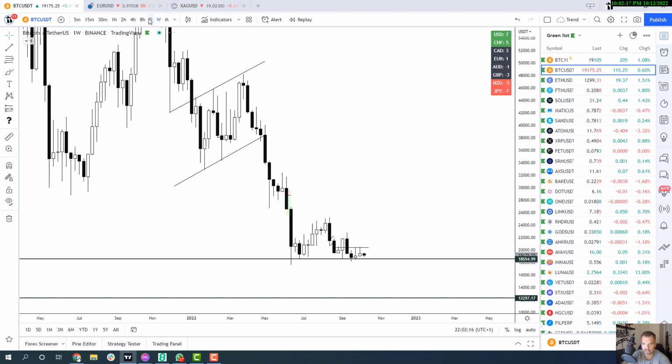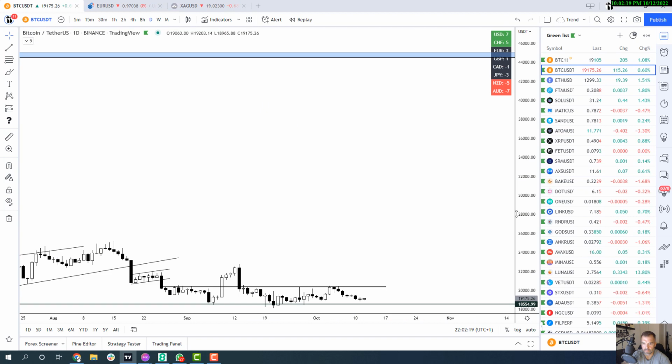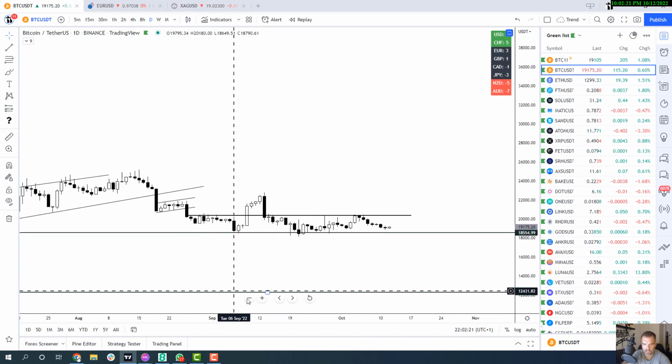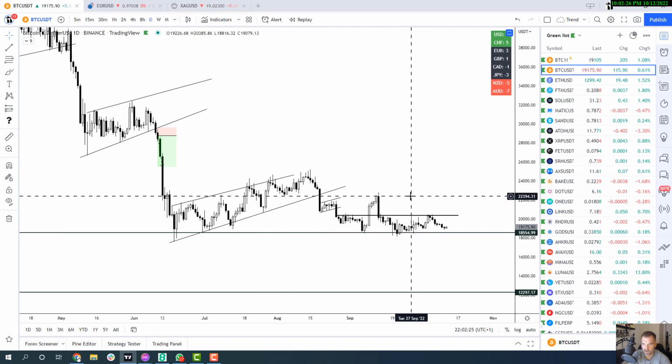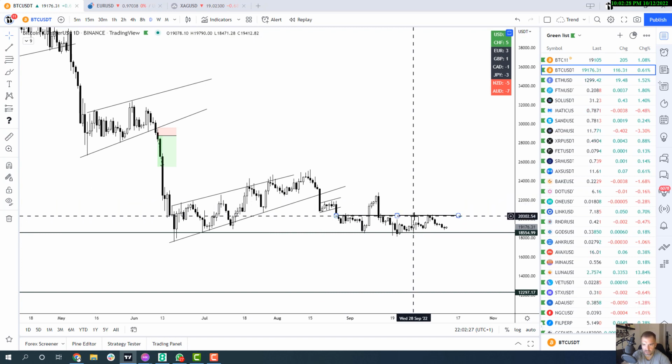If we go down to the daily chart now, we can see there's another period of consolidation, which is between around $22,500 at the top, and we come down here to around $20,300.